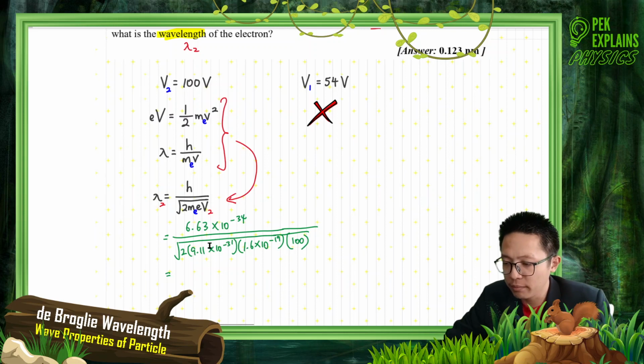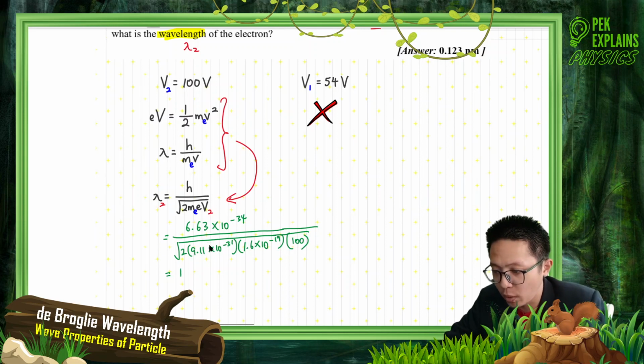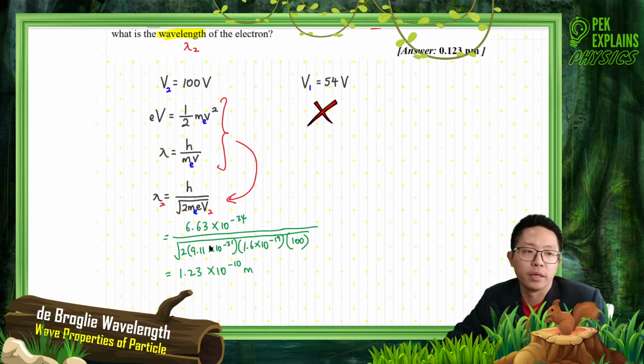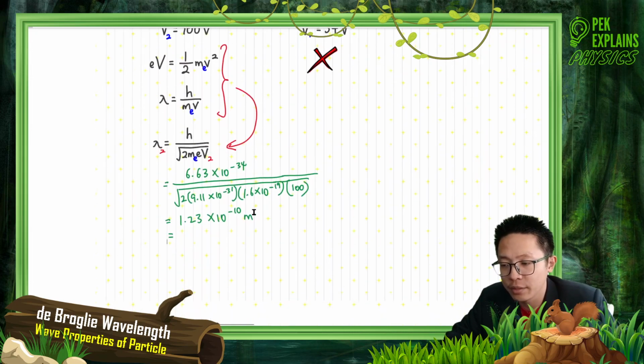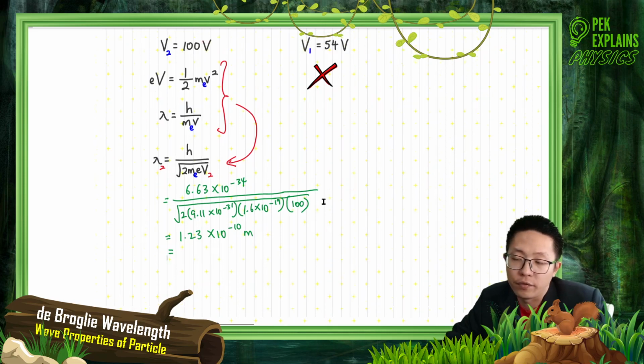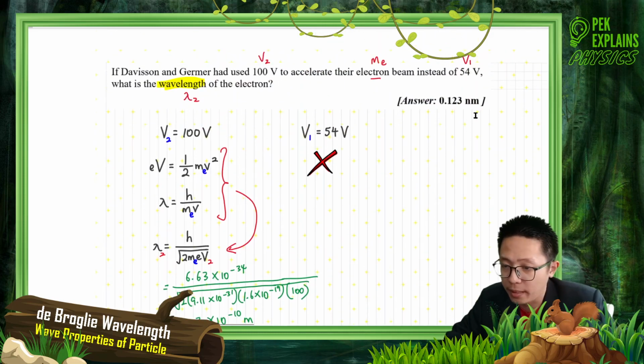Okay, so I got my answer: 1.23 exponent negative 10 meter. So what's the answer? Not necessarily have to change to nanometer. You just leave it at the SI unit, which is very good already. But if you want to change to nanometer, that is exponent negative 9.